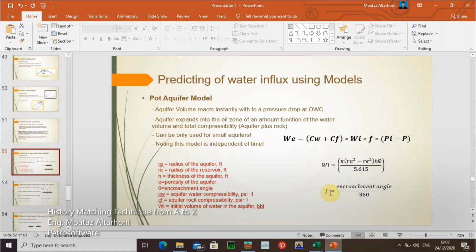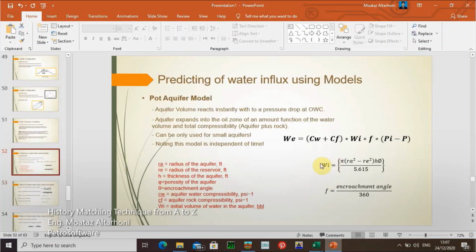And the F factor, what's the meaning of the F factor? That's the encroachment angle divided by 360 degrees. That means if the reservoir is affected by a fault, or a sealing fault, you have to use the encroachment angle.